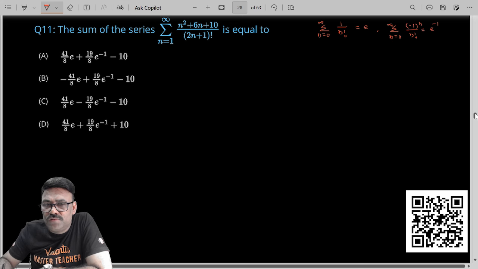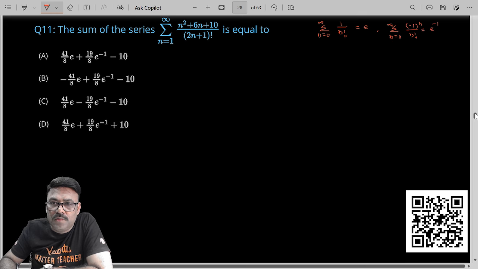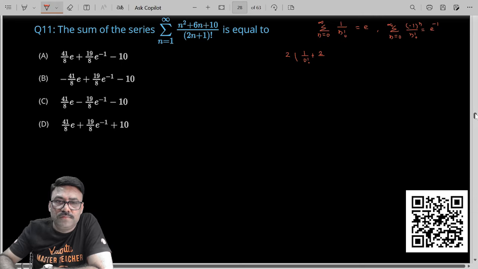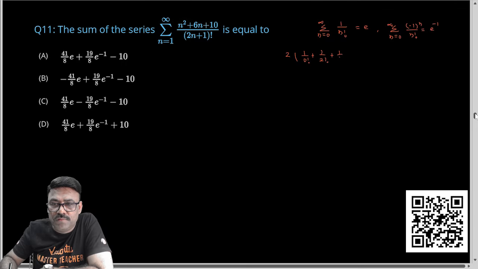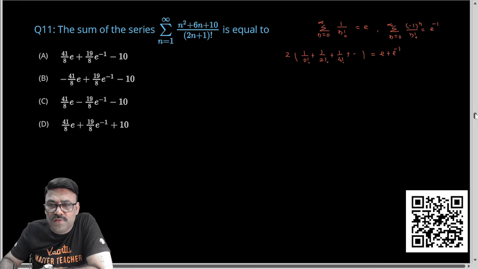Now, if you add these two, so you will get what? You will get 2 times 1 by 0 factorial plus 1 by 2 factorial plus 1 by 4 factorial, means even factorial in the denominator. That will be e plus e raised to minus 1. So you can say that 1 by 0 factorial plus 1 by 2 factorial plus 1 by 4 factorial up to infinity is e plus e raised to minus 1.